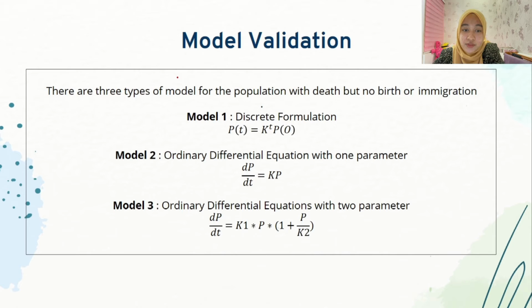Model validation. There are 3 types of models for the population with death but no birth and immigration. Here we have Model 1, discrete formulation: P(t) is equal to k to the power of t times P naught. Model 2, ODE with 1 parameter: dP over dt is equal to k times P. And lastly, Model 3, ODE with 2 parameters: dP over dt is equal to K1 times P times (1 plus P over K2).